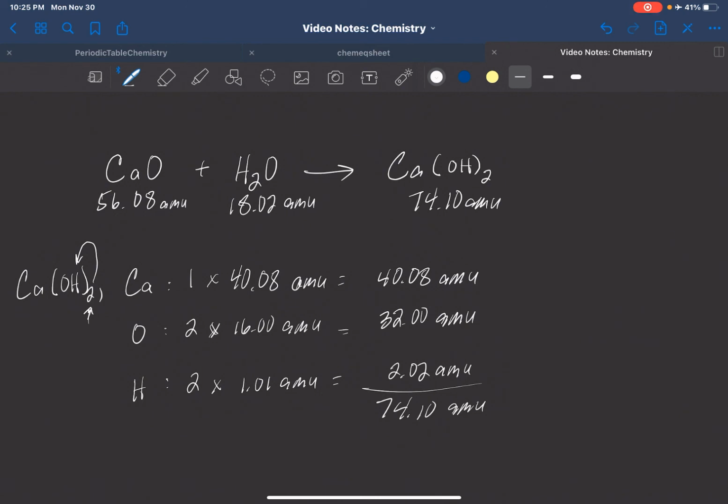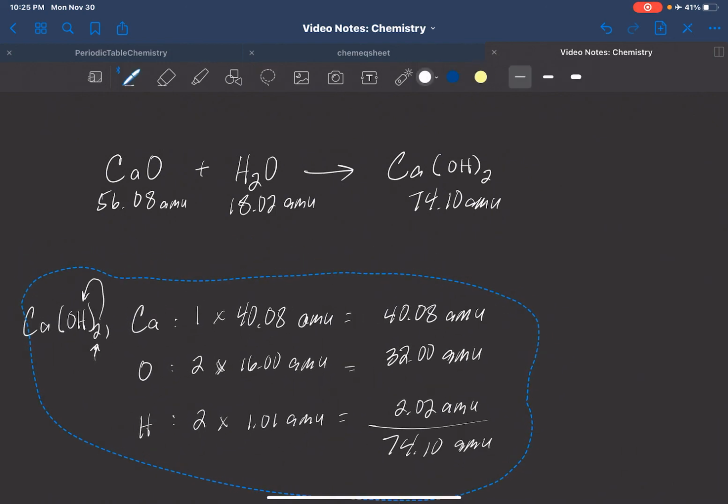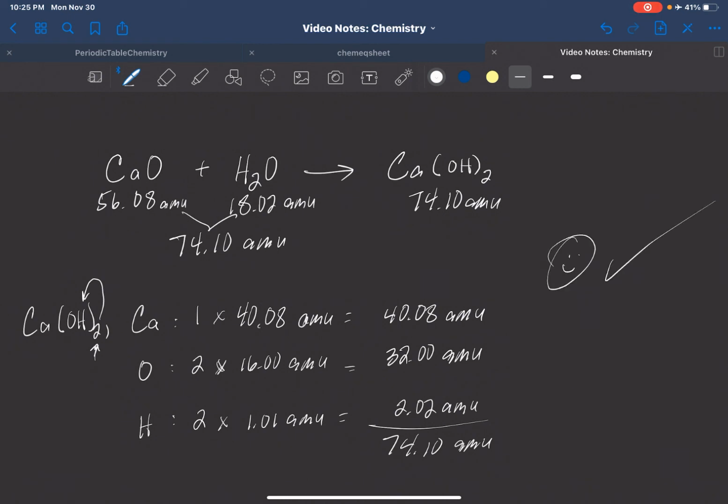So now, let's get this work out of the way. If we were to add these up, 56.08 plus 18.02, we get 74.10 AMU. Balanced reaction. It works. If you use your numbers correctly, it will work. I promise you it will work. If it doesn't work, you've done something wrong. Even one simple thing wrong. Your job is to go back and figure out what I did wrong.